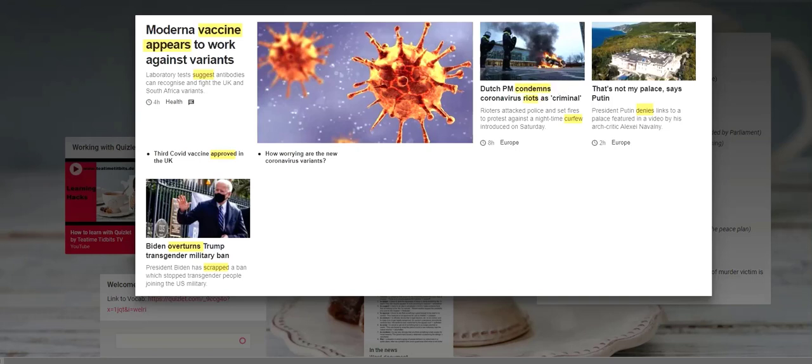Finally, to Russia. That's not my palace, says Putin. President Putin denies links to a palace featured in a video by his critic Alexei Navalny. So here the word denies says it has nothing to do with him. It is not his palace. I hope that you now understand these words better that I highlighted. And what would you like to do with these words? Maybe you'd like to learn them.